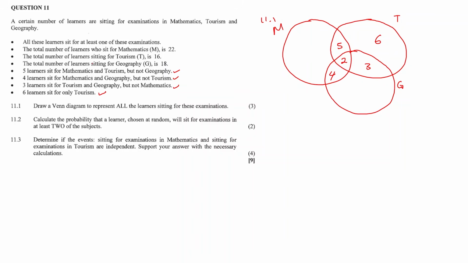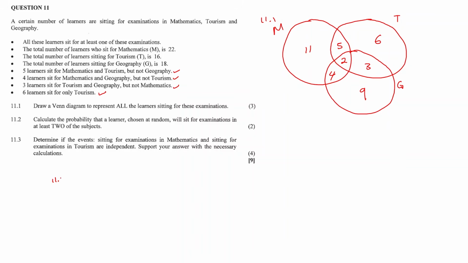So now we can say total number for geography is 18. So 18 minus our 9 gives us 9. And then for math, we have 22. So 22 minus our 11 gives us 11. And this is our Venn diagram.